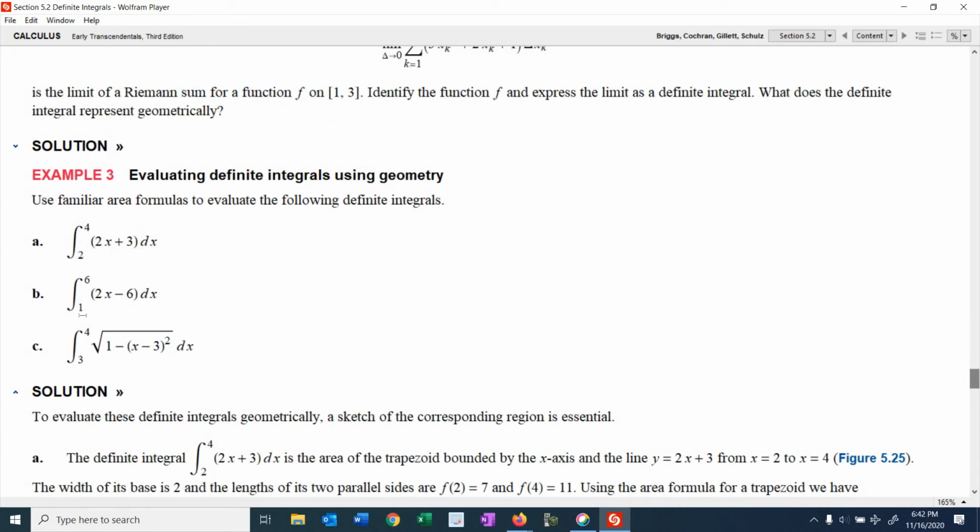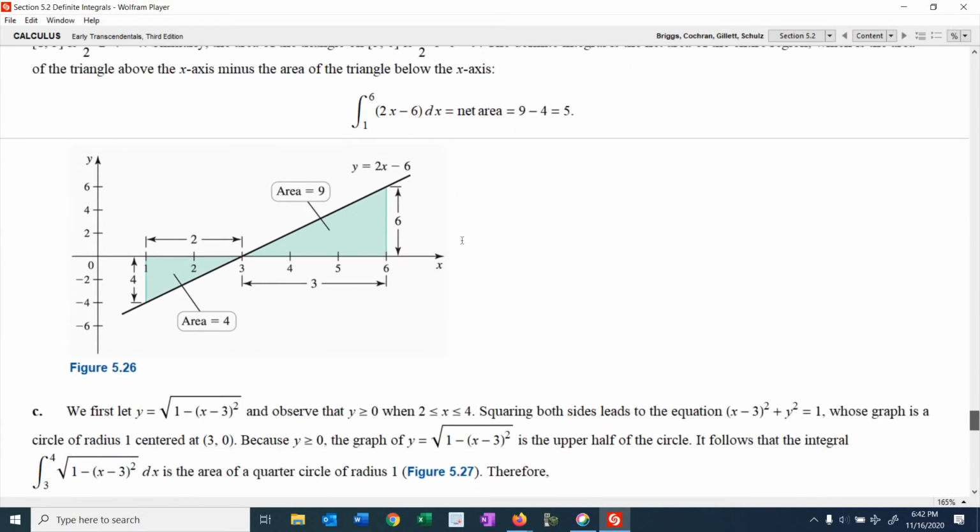Okay, so let's look at part B. Let's find the definite integral from 1 to 6 of 2x minus 6. Again, 2x minus 6 is simply a line. It's got a slope of 2 and a y-intercept of -6. The graph looks something like this. And notice that the x-intercept is at 3, which creates two triangles here. And we're supposed to find the net area trapped between the function and the x-axis, starting at 1 and ending at 6.